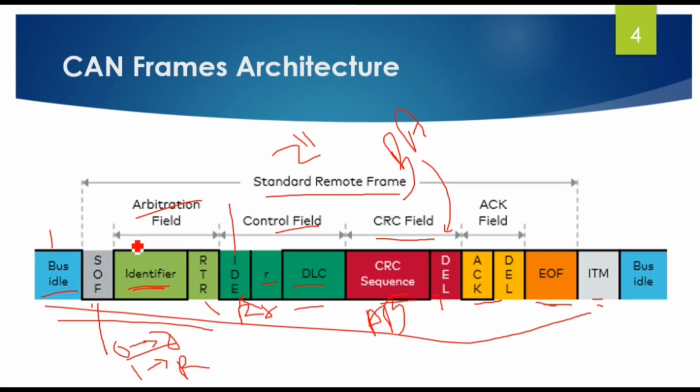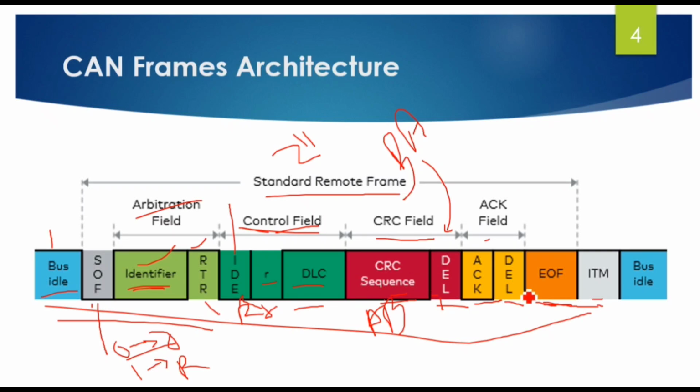So if I talk about this composition, the arbitration field consists of message ID and RTR. The control field takes reserved bit R1, R0 and DLC. The CRC field takes the CRC checksum and CRC delimiter. The acknowledgement field has the acknowledgement slot and acknowledgement delimiter. And the end of frame field takes end of frame and interframe space.